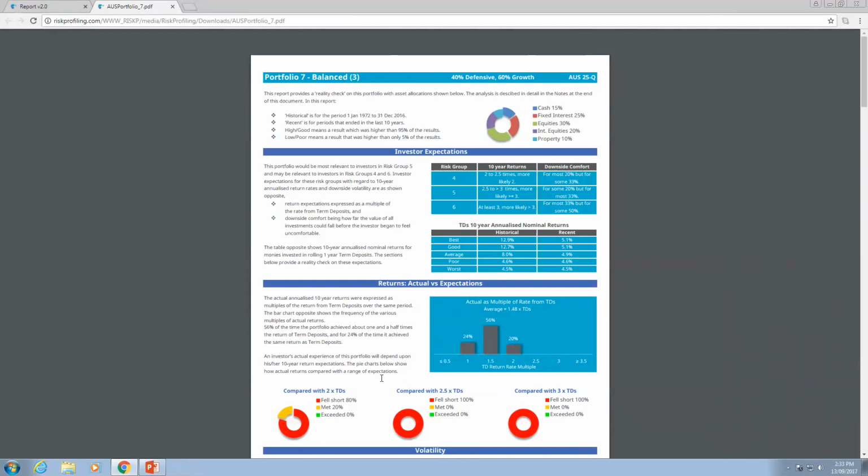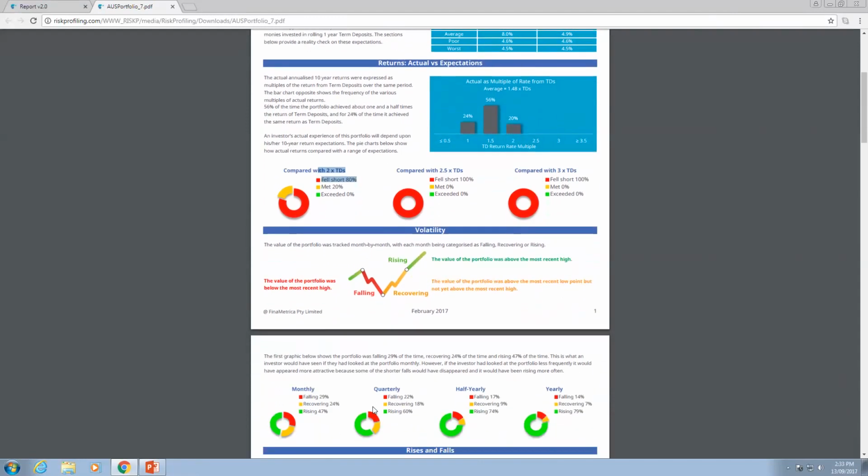So if your client had selected they expect 2 times the bank term deposit rate, then you see that for a 60% growth portfolio, in the last 40 years, it only met that 20% of the time, and it fell short 80% of the time.